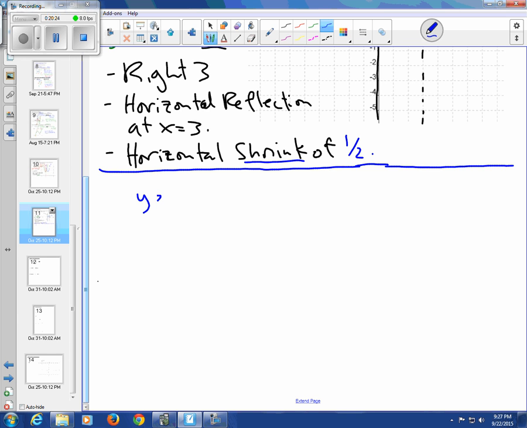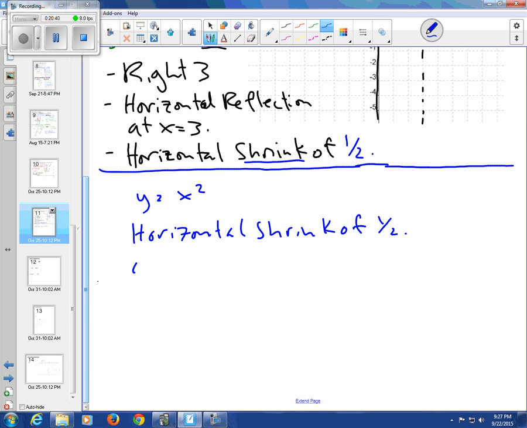So right here we've got, let's say, y equals x squared, right? Now let's say I want to take a look at the horizontal shrink of 1/2.